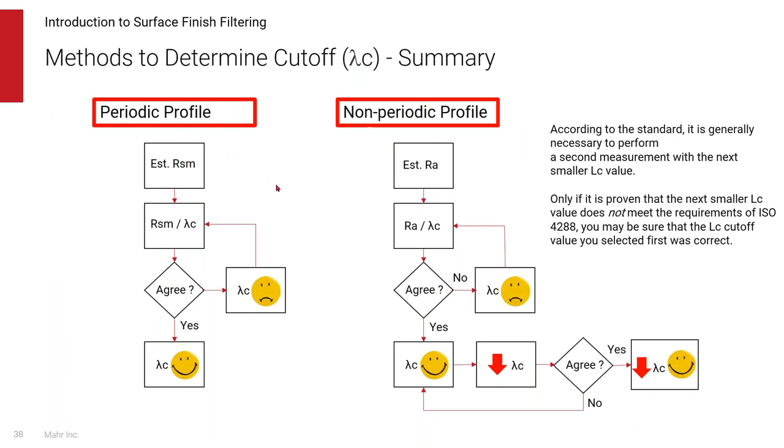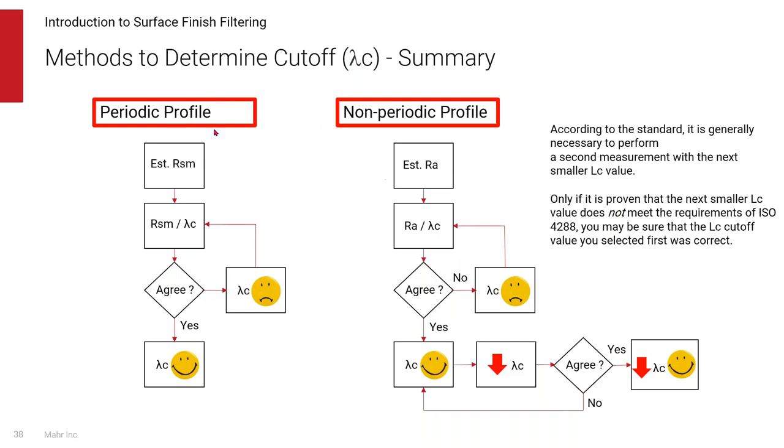According to the standard, it's generally necessary to perform a second measurement with the next smaller Lc value, or next smallest cutoff value. And only if it's proven that the next smaller value does not meet the requirements can you be sure that the value selected the first time, in our case the 0.8, was the correct one.